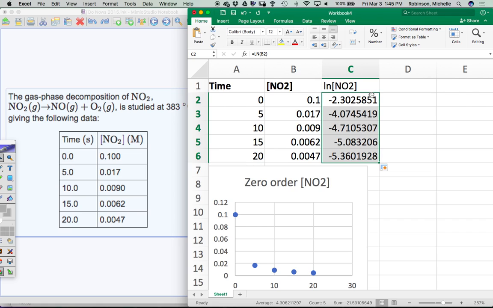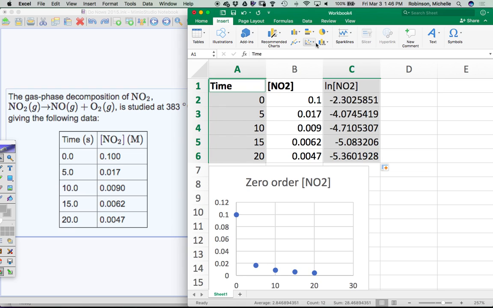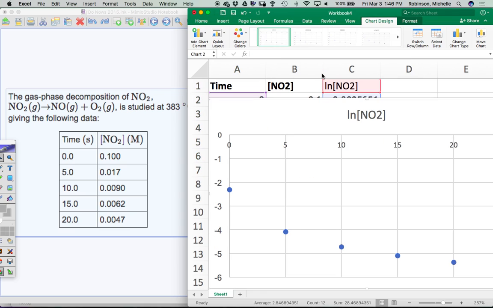Now do we plot it again? Yep, but we don't need this data in here. We need the natural log of NO2 and we need time. So make sure you hold command down and just select those two things. Then insert chart, same thing. It's command.